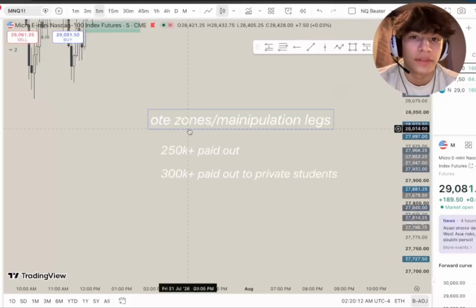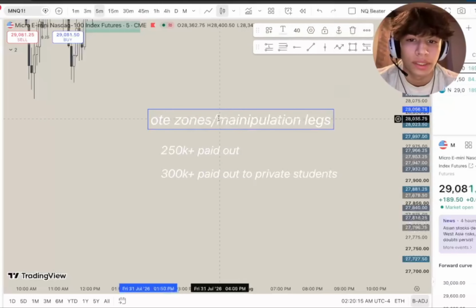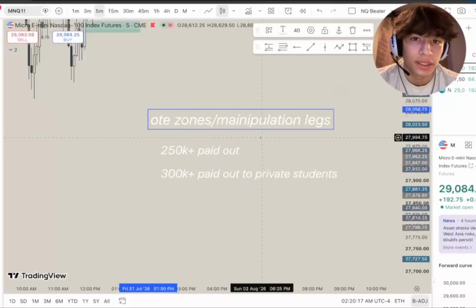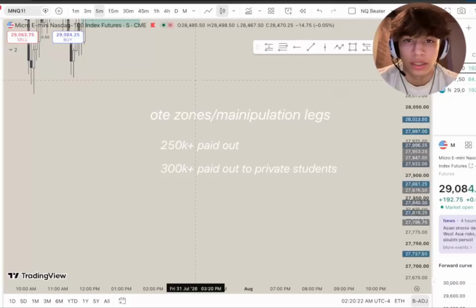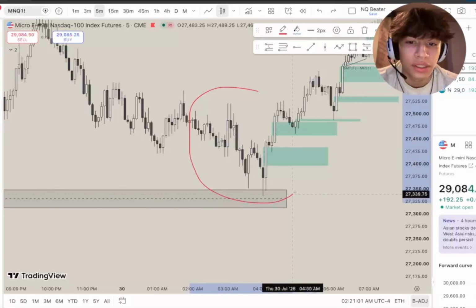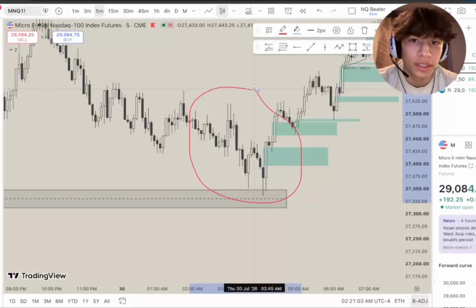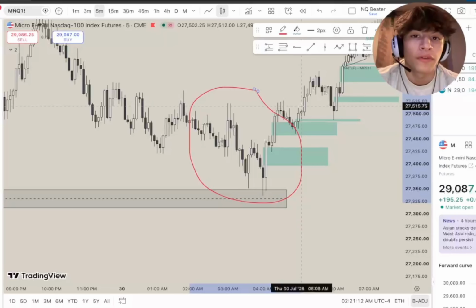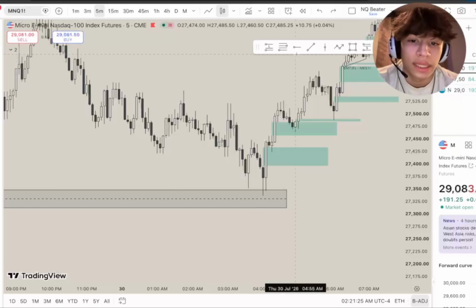And now, where to actually find your highest probability OTE zones, that is going to be inside manipulation legs. Manipulation legs are not talked about a lot, but inside this little circle is actually the true manipulation leg. And it is the thing that simply raises the probability of OTE zones by honestly probably over 30%. So without further ado, let's get into what they are.